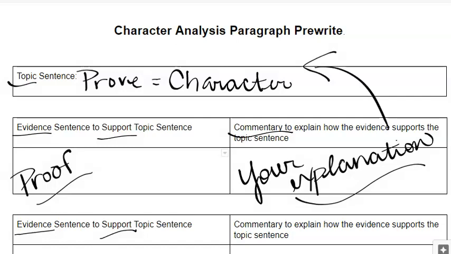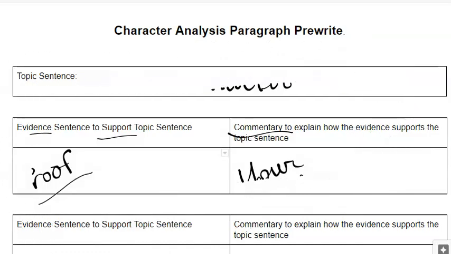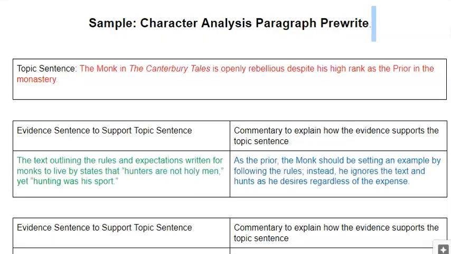All right, so with that being said, I have given you an example, and I gave you an example with the monk. So you're not going to use the monk as your character. So you have a choice of the knight, the squire, the nun, the parson, or the partner. And the reason you can't use the monk is because I'm using it as an example. So I've given you this example of how you're going to do your pre-write. In just a second, I'm going to show you how that pre-write is eventually going to become your paragraph.